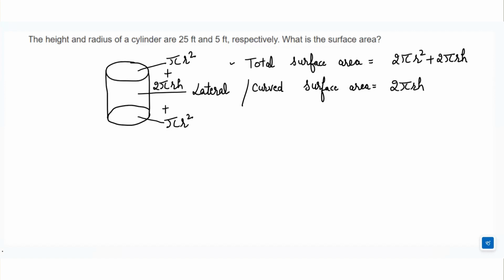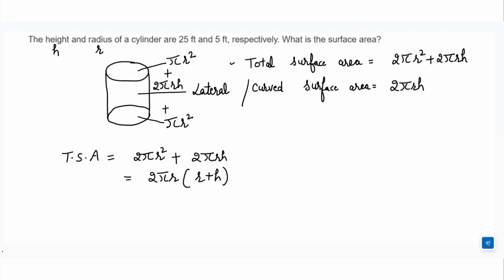Now in this question, they have already given us the height, that means h, and the radius of a cylinder, that means r, which are 25 feet and 5 feet respectively. What is the surface area? So in this question, we have to find the total surface area. So we write here, total surface area equals, the formula is 2 pi r square plus 2 pi rh. We can take 2 pi r common from both the terms. And what is left? R plus h is left between the brackets.